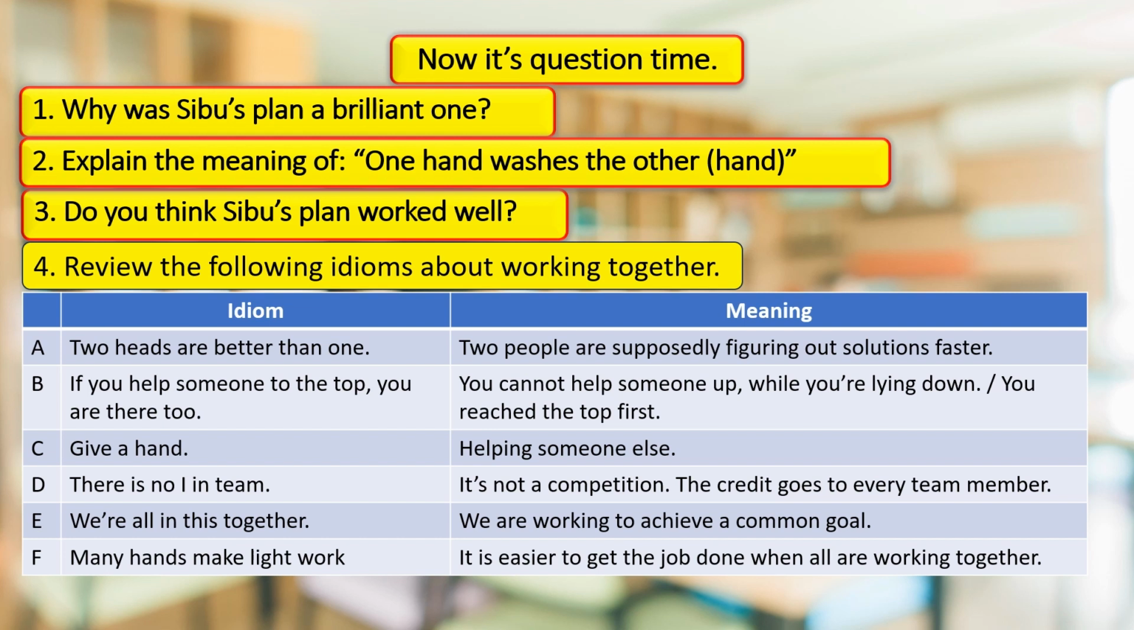The credit goes to every team member. E. We're all in this together. We are working to achieve a common goal. F. Many hands make light work. It's easier to get the job done when all are working together.